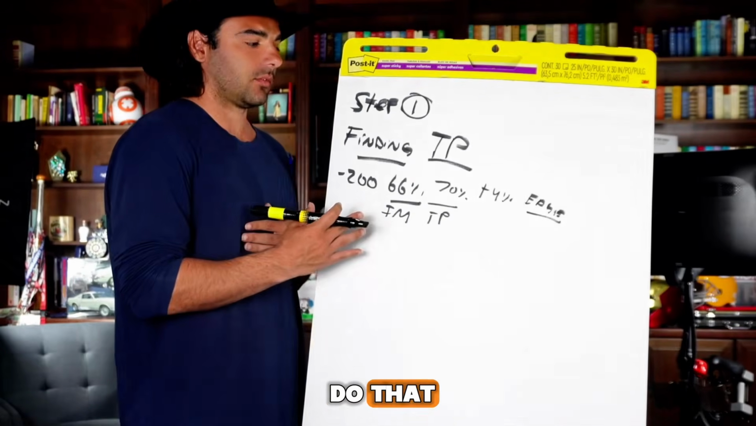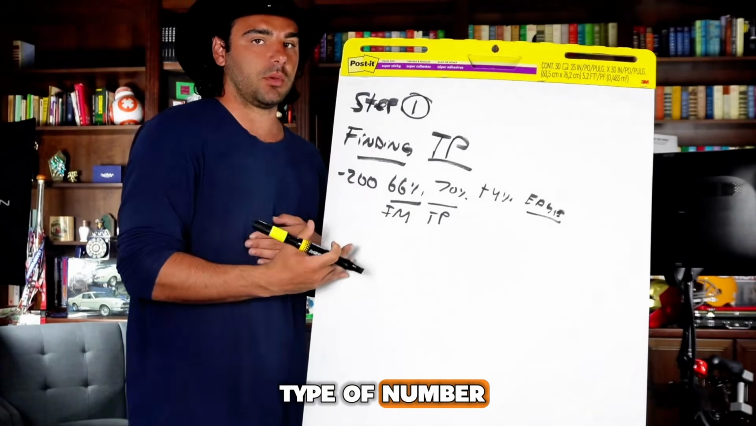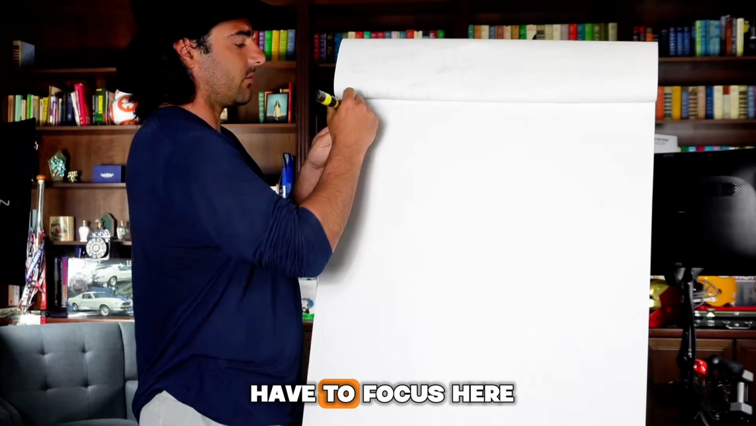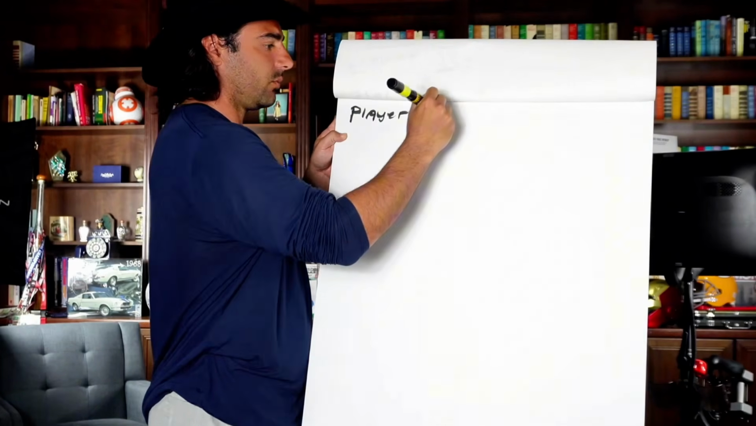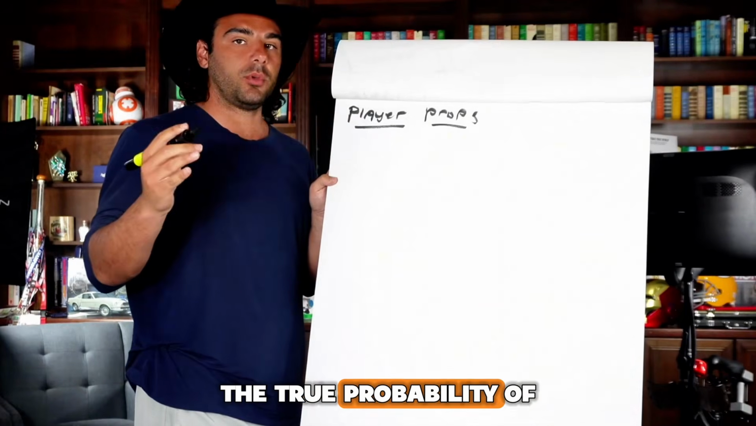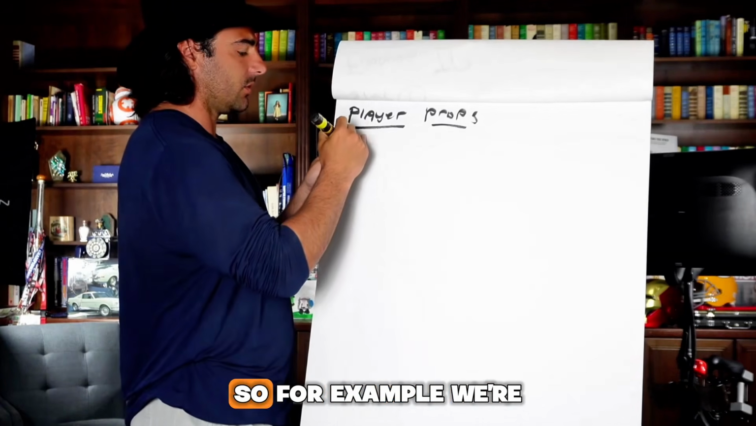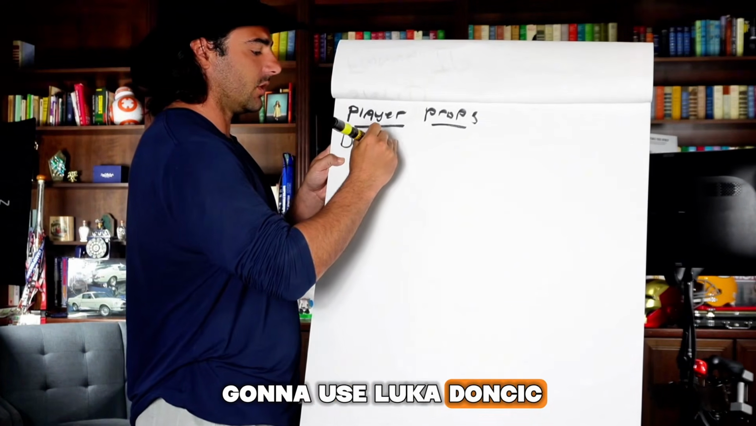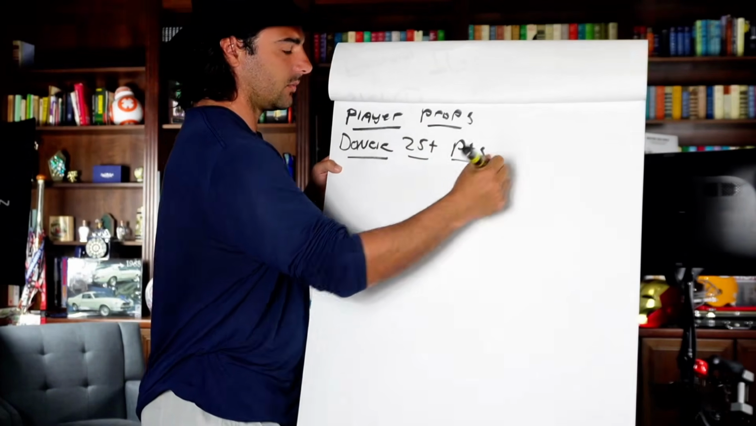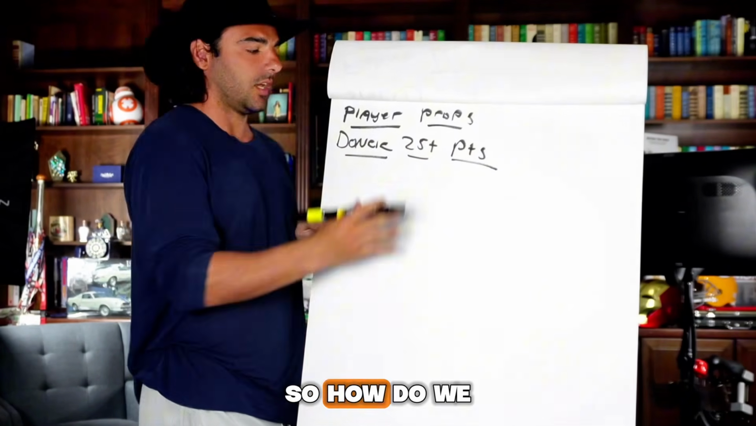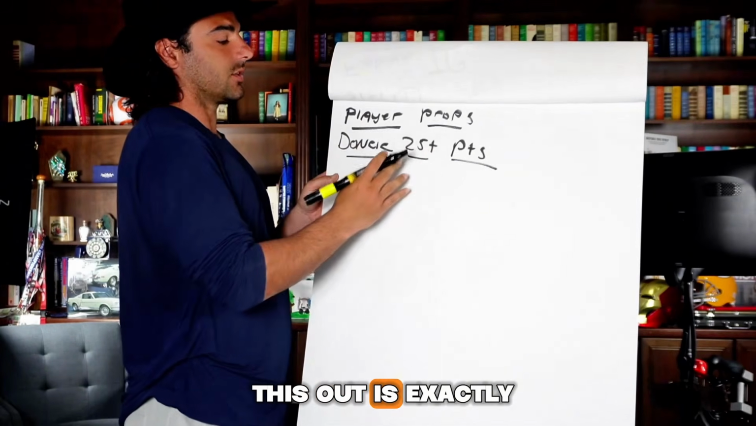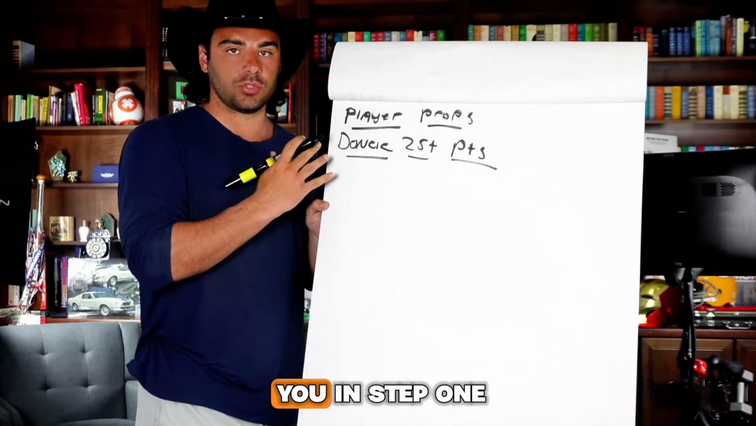But how do we do that? We have to be able to find this type of number. How we find this number is by looking at an event, a player prop. We have to focus here on player props, and we want to know exactly what the true probability of the event occurring on that player prop is. So for example, we're going to use Luka Doncic. We're going to say 25 plus points is what we need him to get. So how do we find out if we have a true probability on that? How we find this out is exactly what I just showed you in step 1.